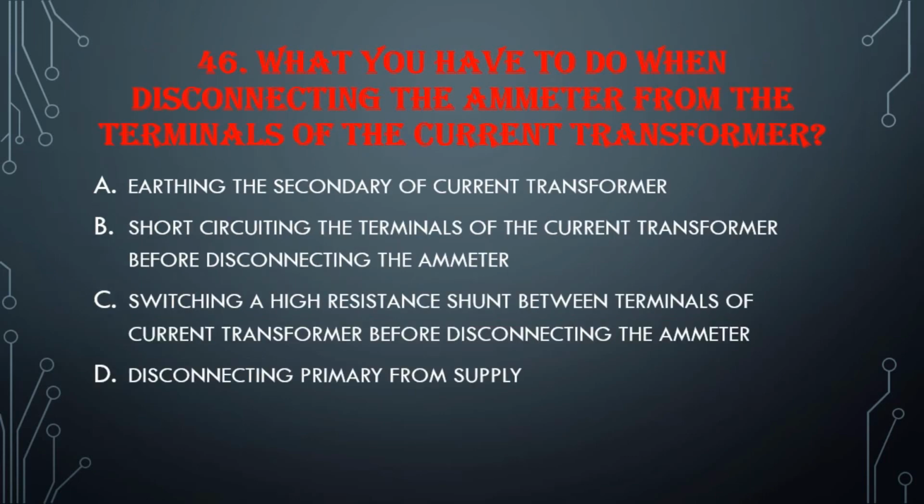The next question for you all, my friends, is: what you have to do when disconnecting the ammeter from the terminals of the current transformer? The options are A. Earthing the secondary of current transformer. B. Short-circuiting the terminals of the current transformer before disconnecting the ammeter. C. Switching a high-resistance shunt between terminals of current transformer before disconnecting the ammeter. D. Disconnecting primary from supply. And your time starts now.